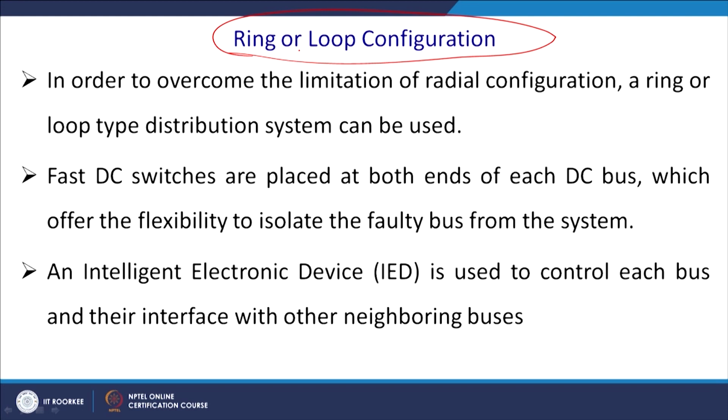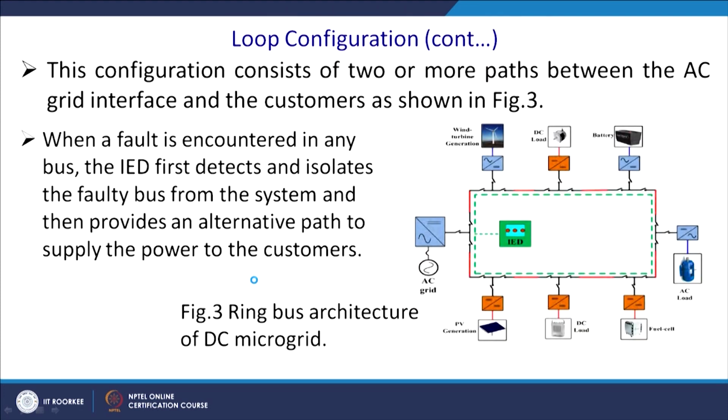which is also inspired by the AC distribution systems. In order to overcome the limitations of the radial configuration, the ring or loop configuration system can be used. In the next slide, I will show that first AC switches are replaced at both ends of each DC bus, which offers flexibility to isolate the fault bus from the system. An intelligent electronic device, abbreviated as IED, is used to control each bus and its interface with the neighboring buses.